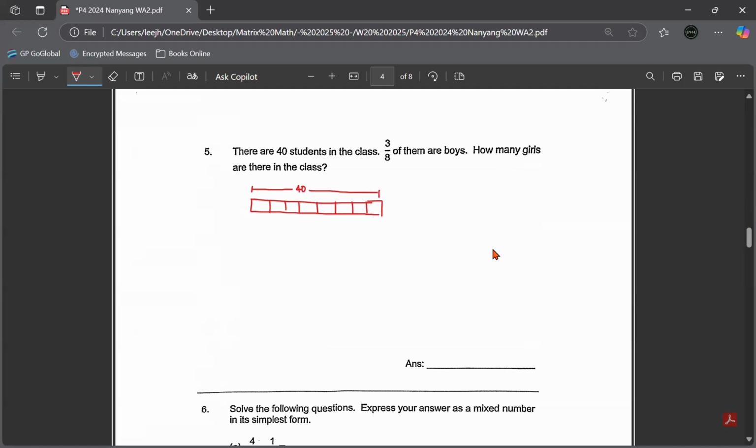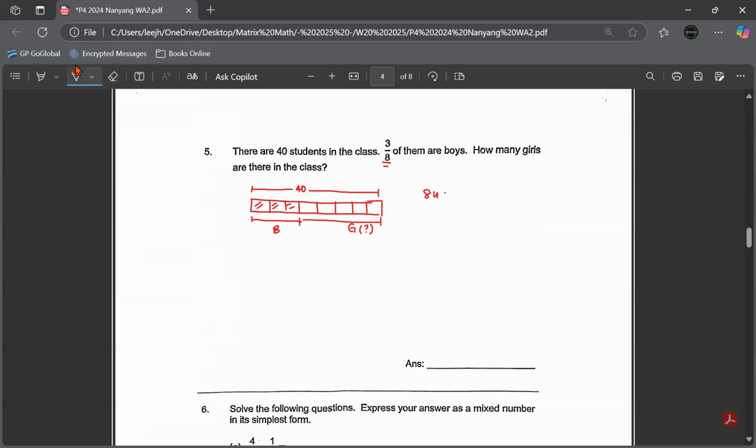40 students. Okay, and out of 40 students, it says 3 eighths are boys. So these 3 units will be the boys. I want to find the number of girls, which is here. Very simple. You can use units to solve. Okay, so you can see how many units is 40. You can see that actually 8 units is a total value of 40.